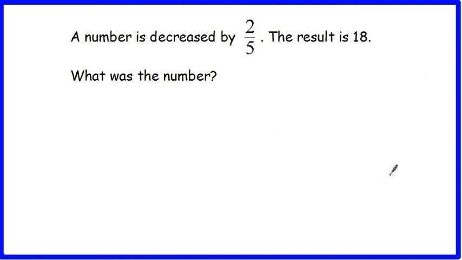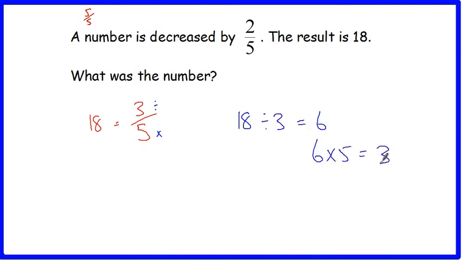A number is decreased by 2/5. The result is 18. What was the number? So the number, which is 5/5, decreased by 2/5. 18 is equal to 3/5 of that number. Again, I divide by the numerator and multiply by the denominator. So 18 divided by 3 is 6. 6 times 5 is 30. Check your answer. 2/5 of 30 is 12. Take it away, it gives me 18.